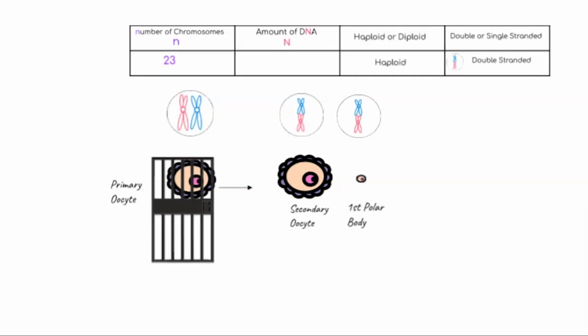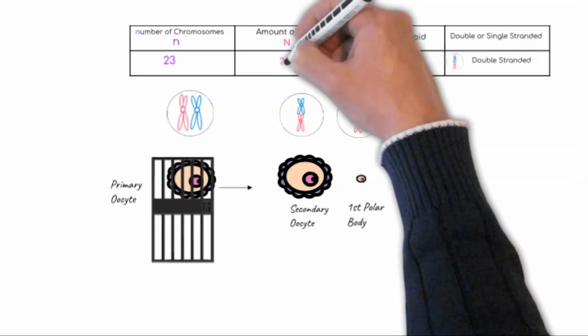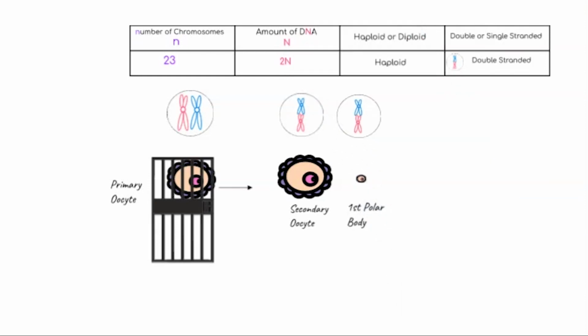The big N. We were 4N because we had all 46 and we had them double-stranded, arrested. But now we split them. So with regard to the big N, the amount of DNA, what is the designation now? It went from 4N to 2N. So even though it has 23 chromosomes and it is haploid, because it's double-stranded, the amount of DNA is 2N. Does that make sense?